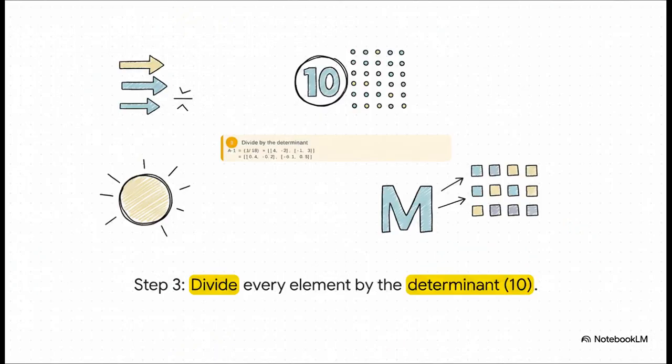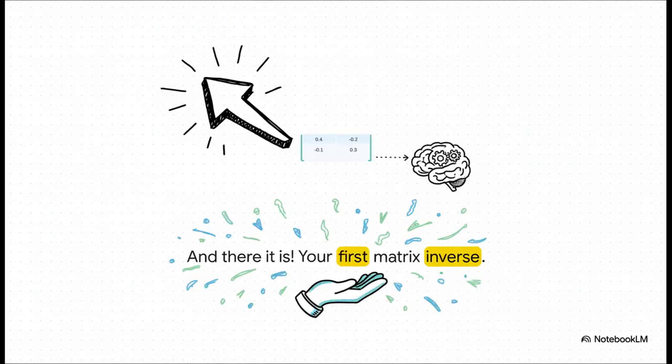And for the final step, we take that new matrix we just made and multiply it by 1 over our determinant, which was 10. And that's really just a fancy way of saying we're going to divide every single number inside that matrix by 10. And just like that, there you have it, the inverse of our original matrix. Every element's been divided by 10, giving us our final answer. You've officially calculated your very first matrix inverse.